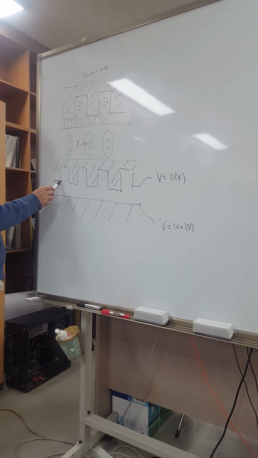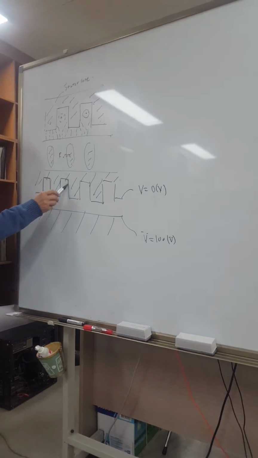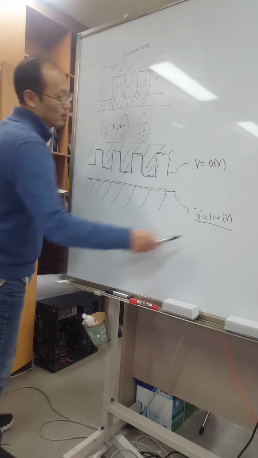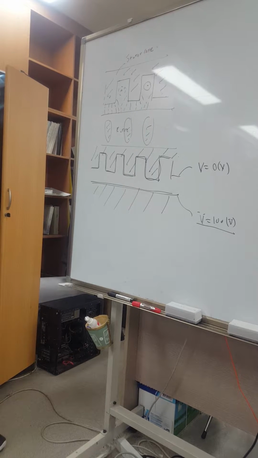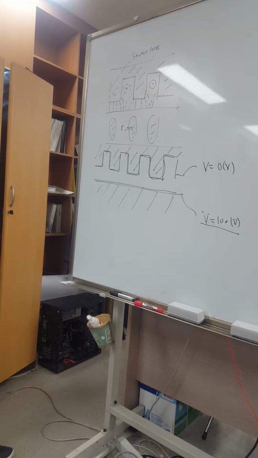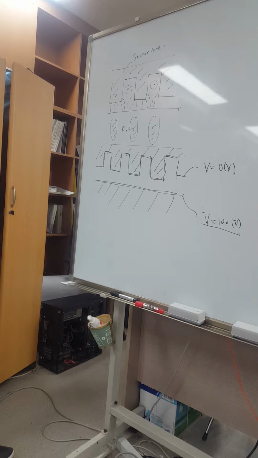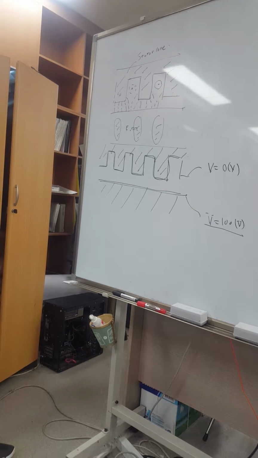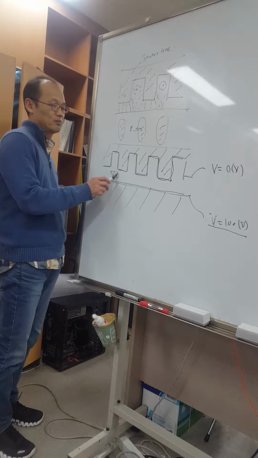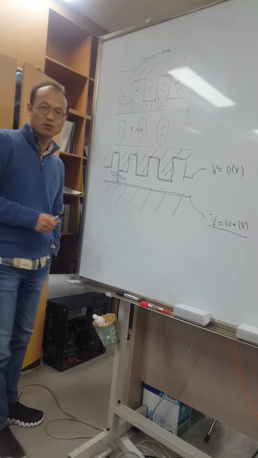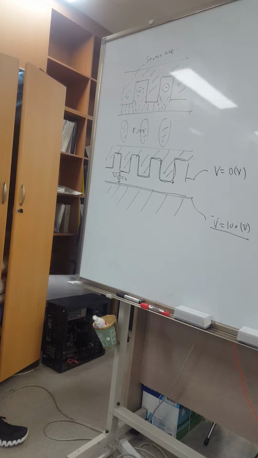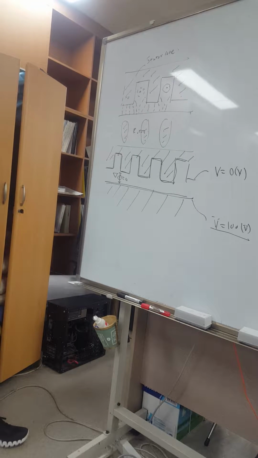So this surface has potential 0 volt. This surface 100 volt. In this case, we can ask ourselves a question: can we calculate the electric field in this problem? So it is possible. True. Numerically or mathematically, it is possible if the geometry is not complicated, but it's very complicated, so it is almost impossible.